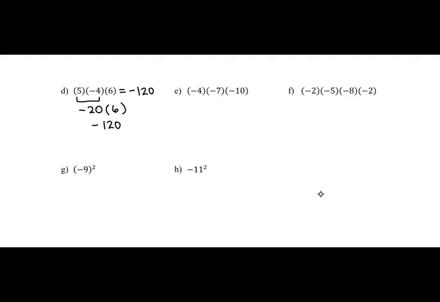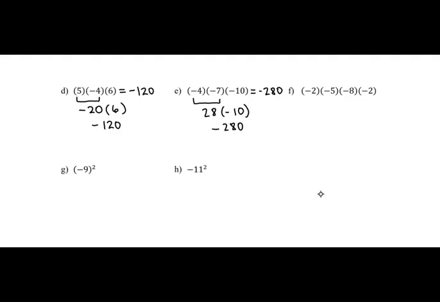Next one, part E. You have negative 4 times negative 7 times negative 10. So we're going to do the first 2, negative 4 times negative 7. Both numbers are negative. The answer is going to be positive. So 4 times 7 is 28. And then we multiply 28 times negative 10. So I'm multiplying a positive 28 by a negative 10. The answer is going to be negative, and 28 times 10 is 280. So the answer to part E is negative 280. Moving on to the next one.